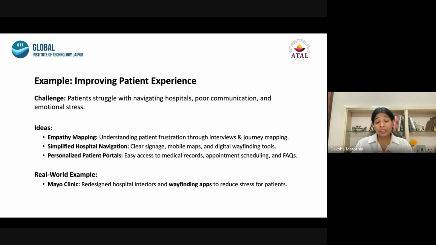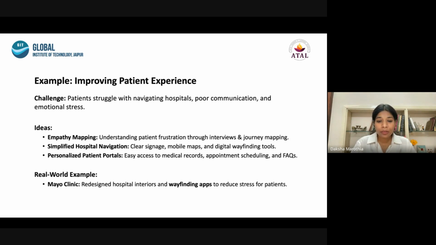And given that it is such a big hospital, people were struggling to navigate through the building and figure out where to go, where is emergency, where are the lab tests happening. So Mayo Clinic redesigned their wayfinding solution. Not only did they put up signages, but they also had a wayfinding app that was used to reduce the stress for patients.